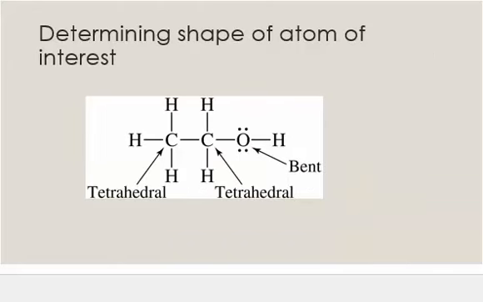You will be expected to determine the shape of atoms in a molecule, and you can still use Table 3.6 to determine geometry. The molecule in this slide has 2 carbon atoms, and each is bonded to 4 other atoms. Therefore, each carbon has a tetrahedral geometry, and the bond angles are 109.5 degrees.